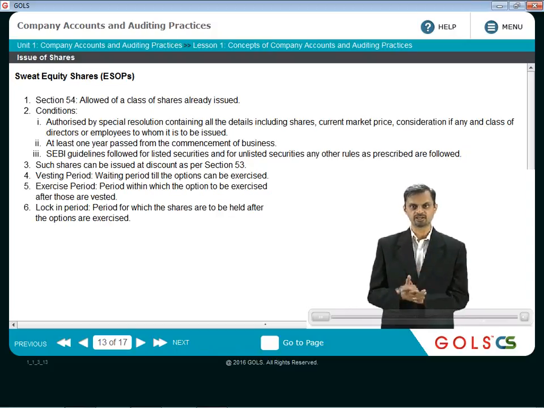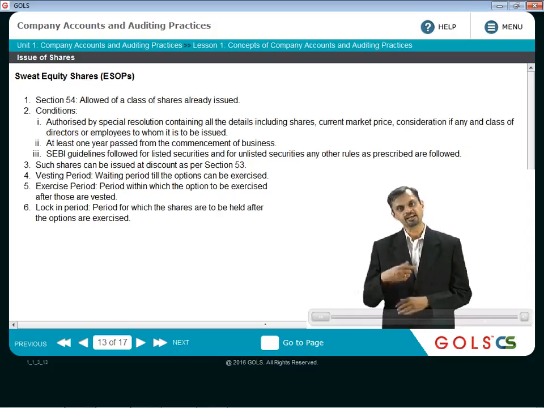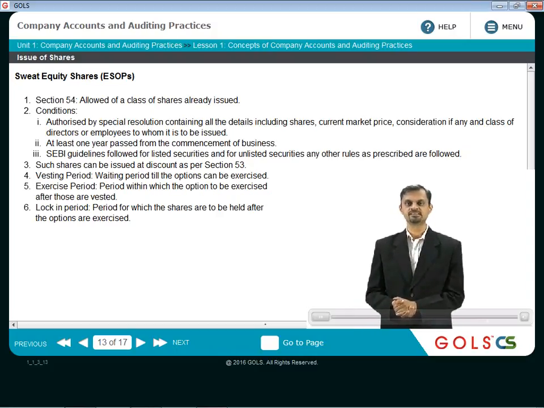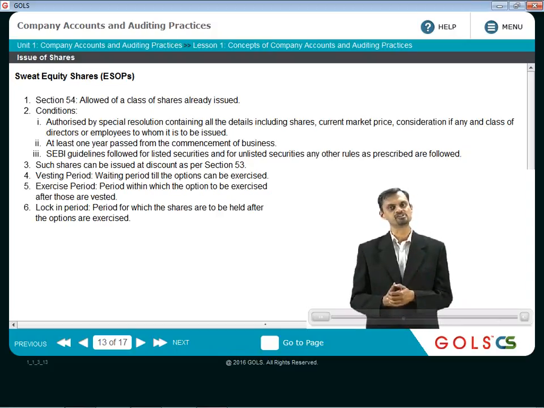Then, so they get the shares. Then there can be another period which is called lock-in period. So that lock-in period says that once the employees take the shares under this sweat equity scheme, they have to compulsorily hold these shares for a certain period of time. So they cannot immediately sell the shares in the market. That is called lock-in period. It is the period for which the shares are to be held after the options are exercised.